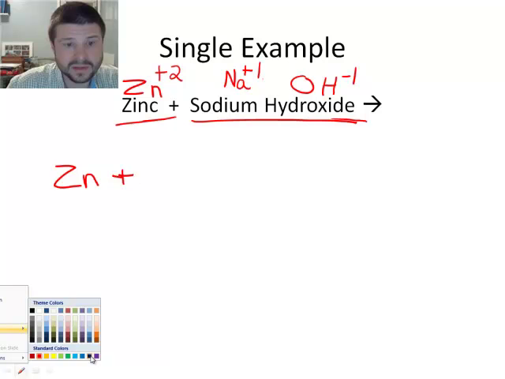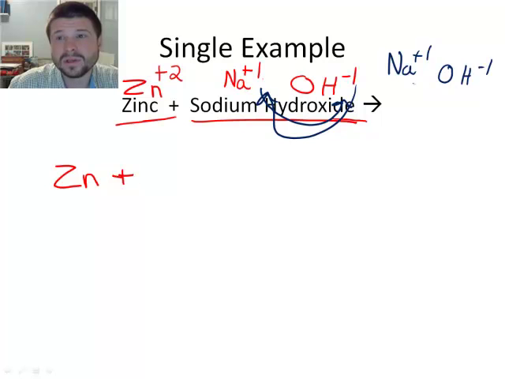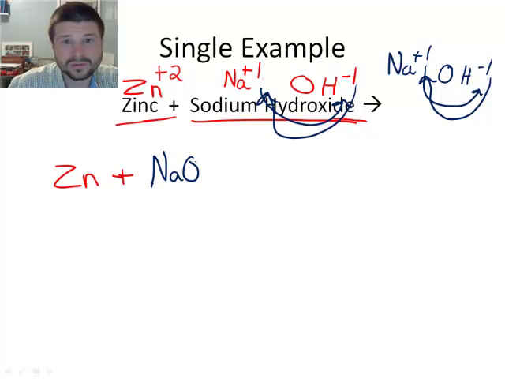That one that's paired up with the sodium will switch with the one that's paired up with the hydroxide. So let me rewrite that up here. Sodium 1+ and OH 1-. This one goes down there, that one goes down there. So my compound would be sodium hydroxide, NaOH.